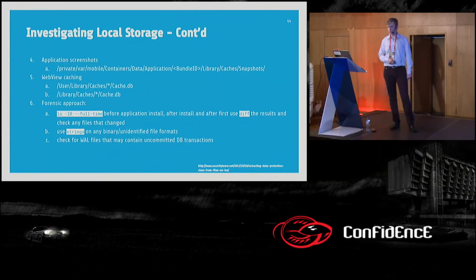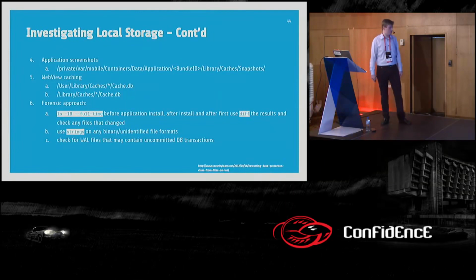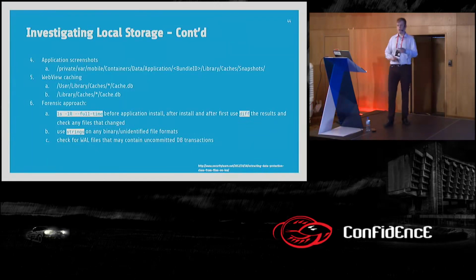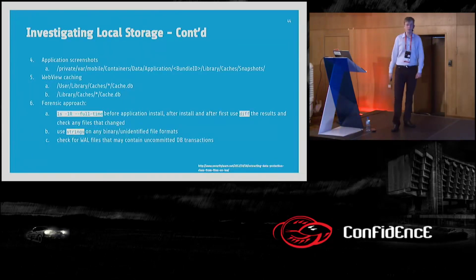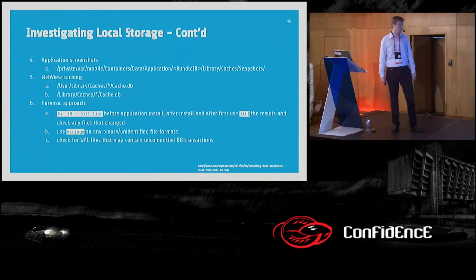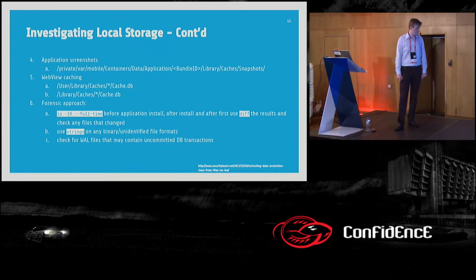My favorite approach personally is this forensic one. What you do is run ls on the root directory with full time, then you play with the application, interact with it a bit, and then you do it once again and you do a diff on both. And you look at what has changed. Like this, you can see if there was any data written to the local storage, if there was any data written to the keychain, things like that.